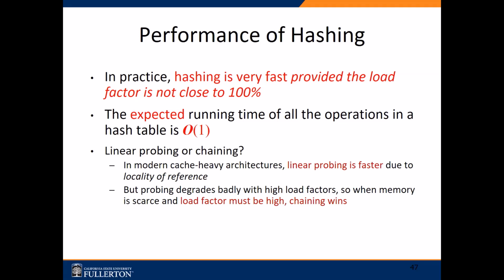The conventional wisdom is that in modern cache-heavy architectures, linear probing is faster due to locality of reference. What this means is that when the processor fetches something from one array location in the main memory, it automatically fetches everything close to it. This is great for linear probing because probing for values just to the right of a memory location becomes very fast. However, linear probing degrades badly when the load factor is high. So if for some reason you're not able to keep the load factor low, for example, you don't have much memory, you're working on an embedded system, then it's better to use chaining.